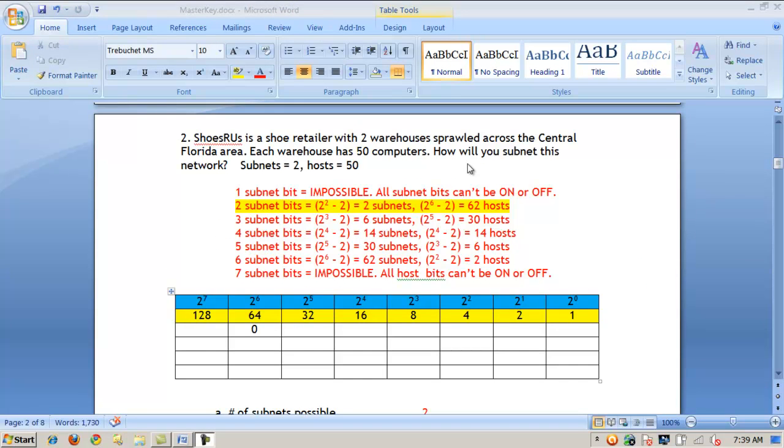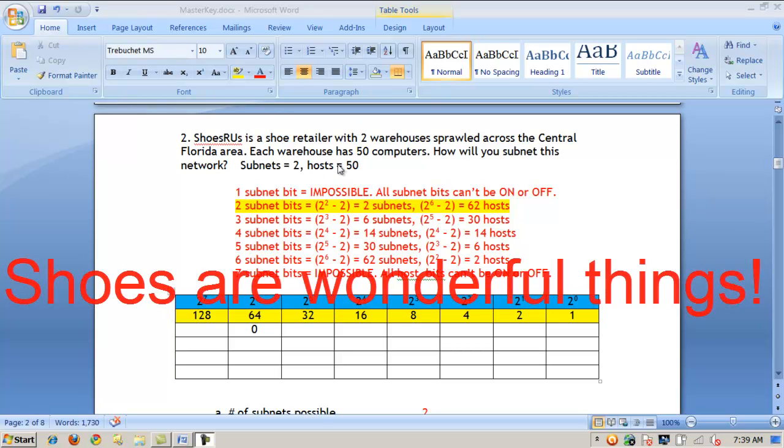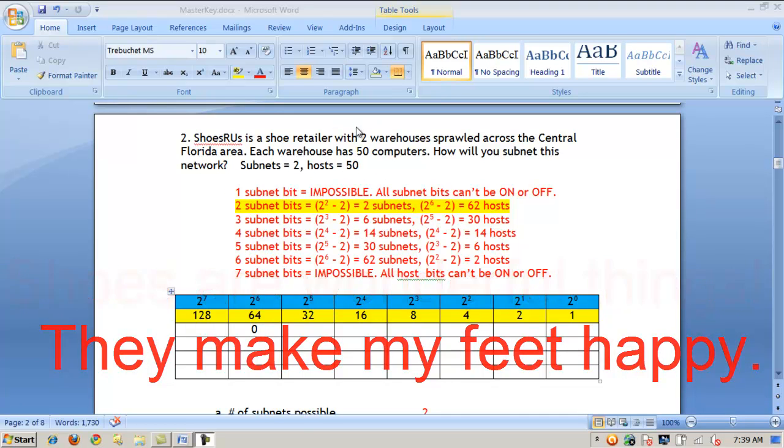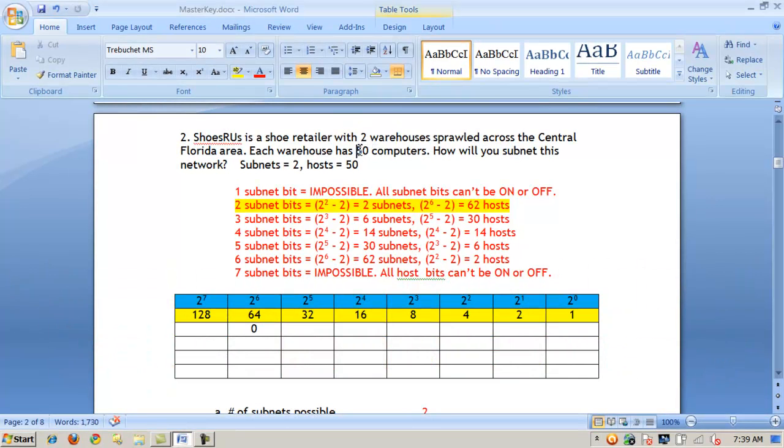Let's take a look at another example. Shoes R Us is a shoe retailer with 2 warehouses sprawled across the Central Florida area. Each warehouse has 50 computers. How will you subnet this network? Well, there's 2 warehouses, and they need to accommodate 50 computers. So 2 subnets, 50 computers. Of all the possible combinations, this is the only one that can accommodate the number of hosts and subnets.